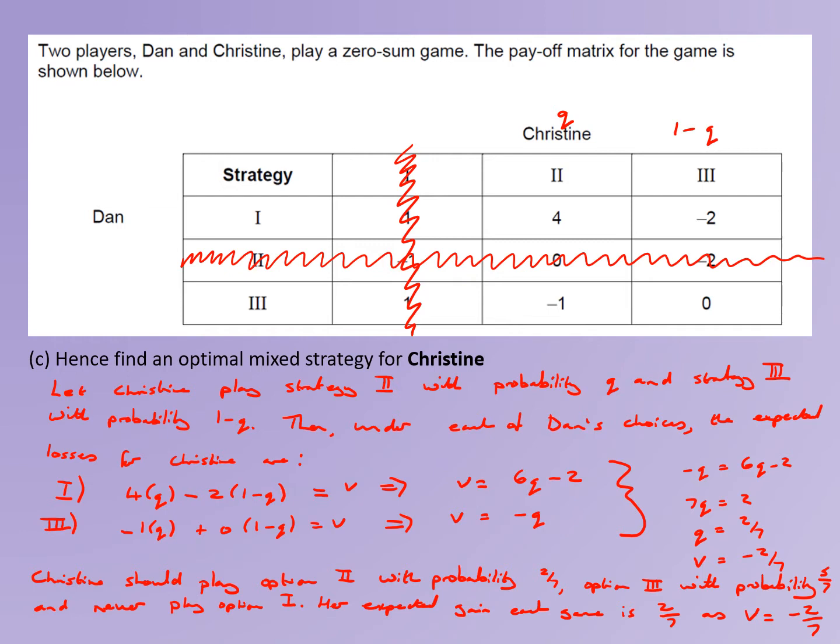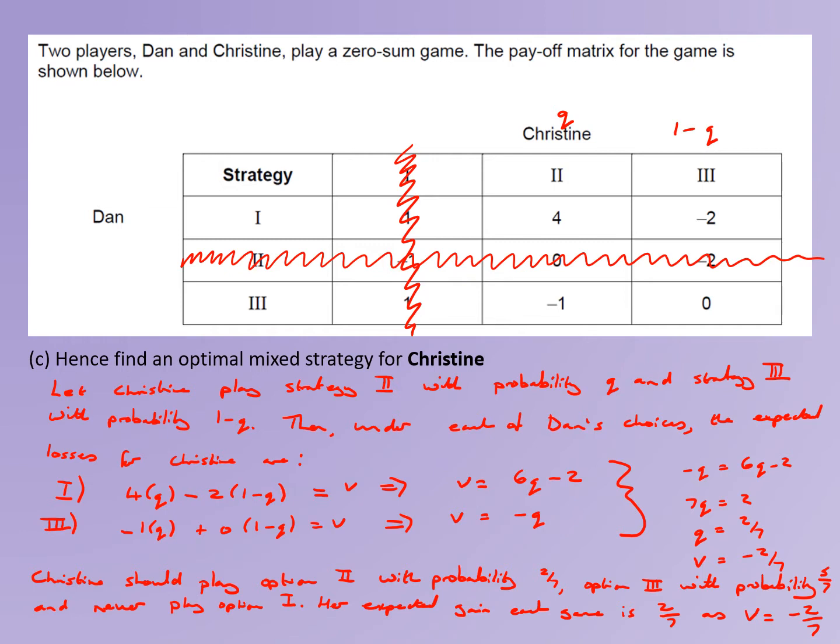So the next part of the question, part C, we're going to find an optimum mixed strategy for Christine. So the question set out below shows how you should set up the solution. So you would start by saying, let Christine play strategy 2 with probability of Q. You can use P if you like here. Strategy 3 with probability 1 minus Q. Notice that we have removed the row and the column of the strategies that were dominated previously. So we've reduced it to a 2 by 2.